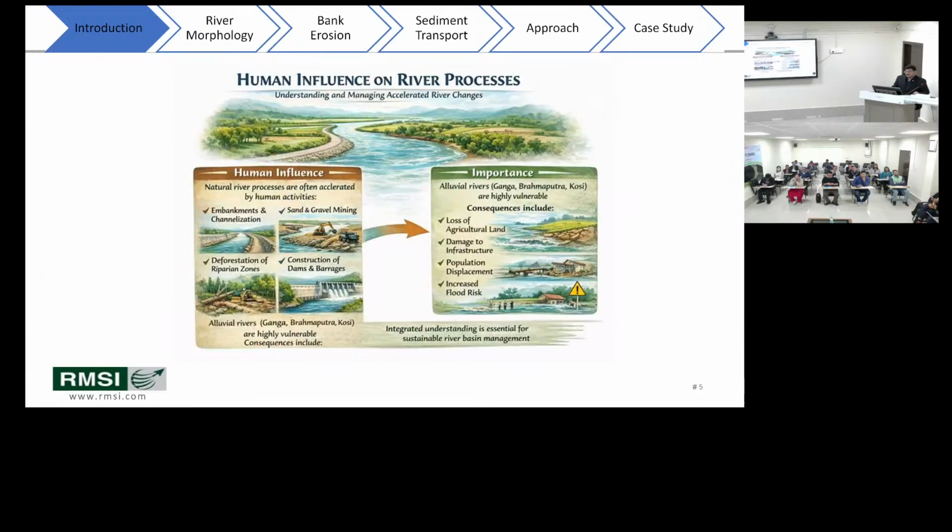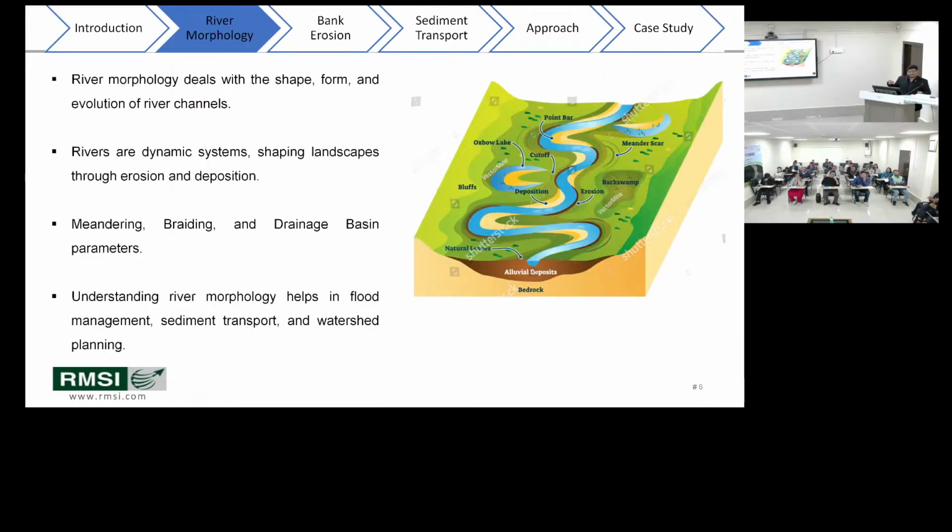Coming to the human influence on river processes, natural rivers are often accelerated by human activity. Where the velocity is maximum, the probability of erosion is maximum on that portion, and on the opposite portion there will be deposition of sediments. While this process continues, some portion of the river gets cut off and forms a lake called an oxbow lake. This is caused by regular erosion and deposition in the river pattern. Understanding this phenomenon helps us in flood management, sediment transport and watershed planning in the river basin.